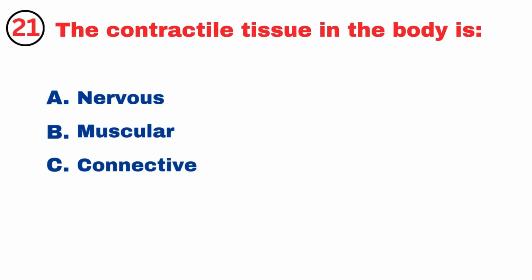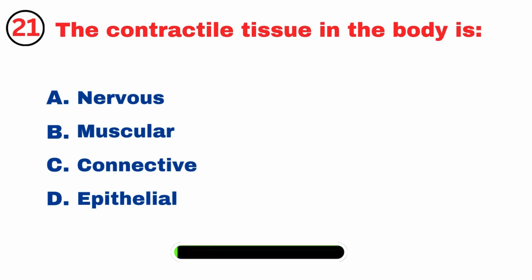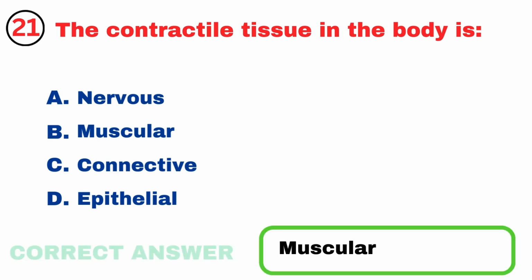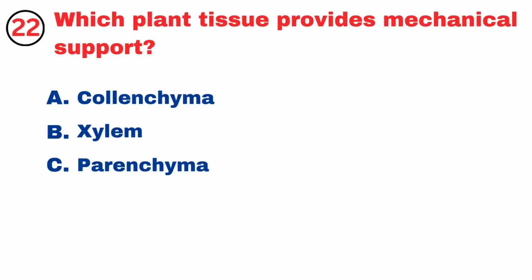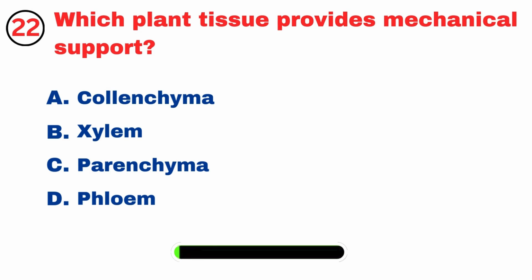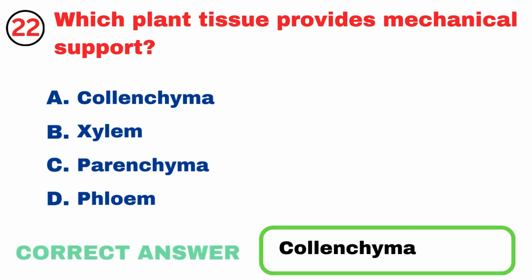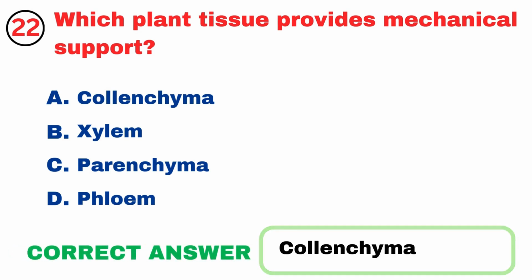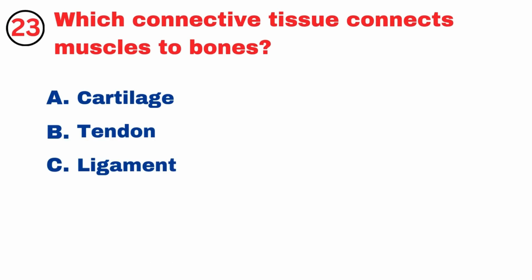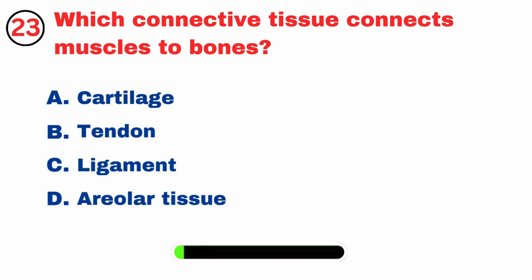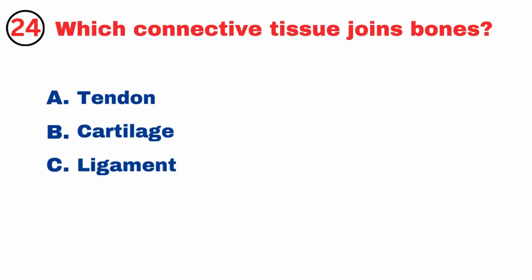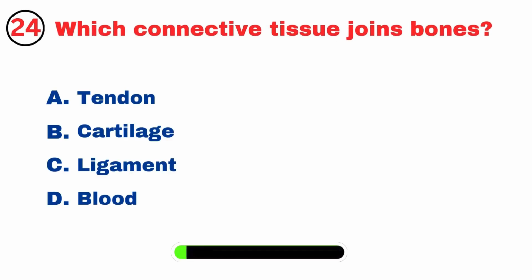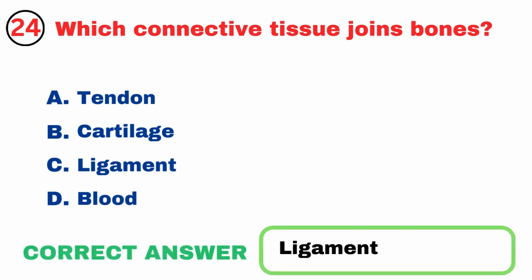The contractile tissue in the body is muscular. Which plant tissue provides mechanical support? Parenchyma. Which connective tissue connects muscles to bones? Tendon. Which connective tissue joins bones? Ligament.